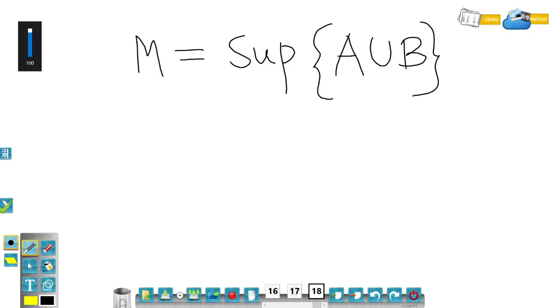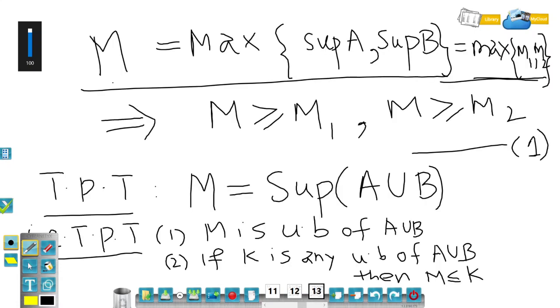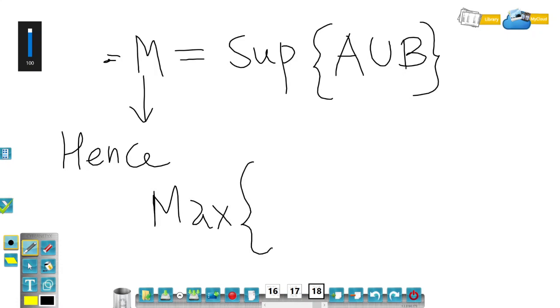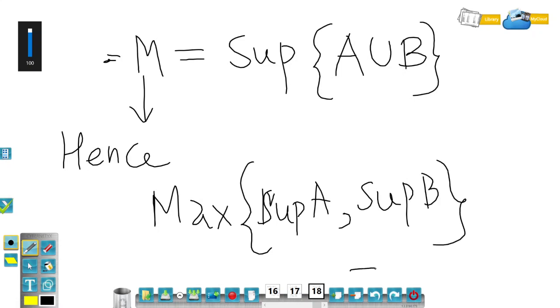M is nothing but the maximum, which we have written on slide number 13: M is equal to the maximum of M1 comma M2. So hence the maximum of M1, M2, which is the maximum of the supremum of A comma the supremum of B, is equal to the supremum of A union B. So I hope you have understood this theorem.